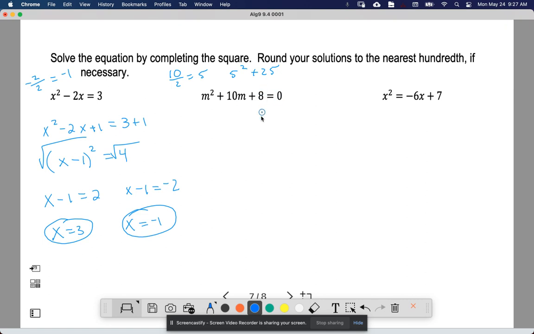So when we solve these by completing the square, we're going to get rid of this number here. So we're going to move it to the other side to get it out of there. So here we will do m squared plus 10m. I am going to complete the square, so I'm going to go ahead and do my plus 25 equals, I moved this over, so minus 8. So I'm moving that minus 8 over, but remember, we're also adding the 25 to complete our square.